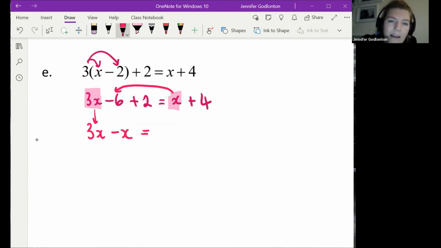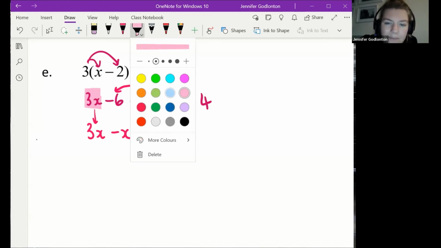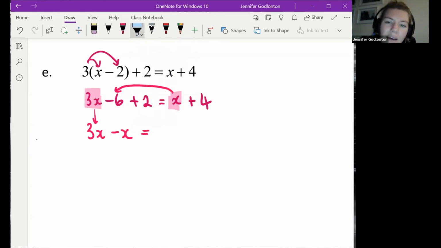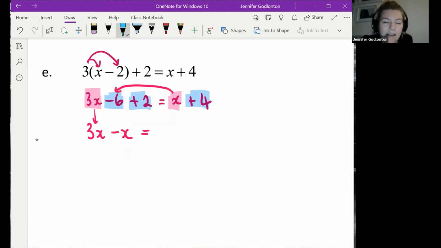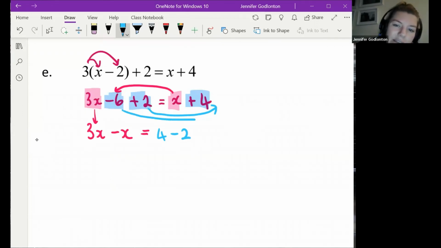Now I'm going to have a look at my numbers. I've got this 4, I've got this -6, and I've got this 2. I want them all to be together on the right-hand side. So my 4 is not moving. He's going to stay as he is. The 2 is going to move across. So it was a +2, it's going to become a -2. The 6 was a -6, so it's going to become a +6.